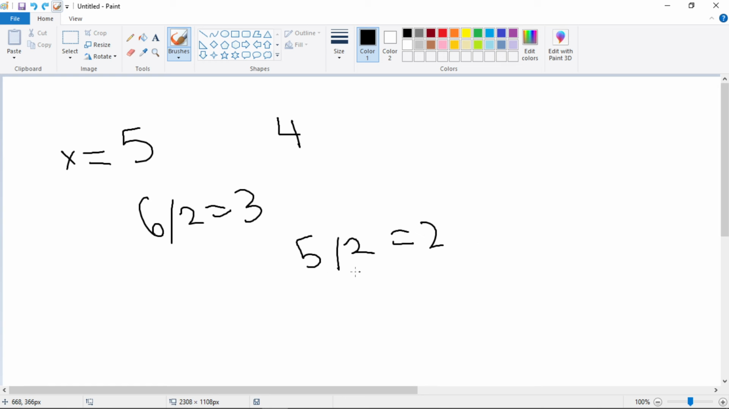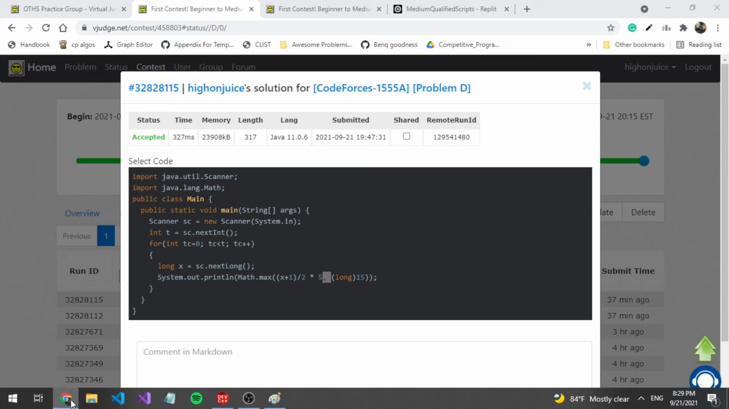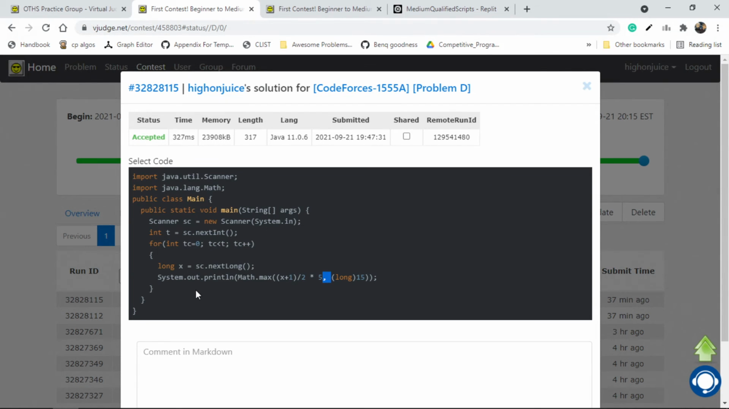So by adding that plus 1, it makes it so that I round up, if that makes sense. If I wanted to round up when dividing by 3, I would just say x plus 3. You'll see this pattern come up over and over again. It's kind of hard to explain, but this is just ceiling division, a good way to round up.